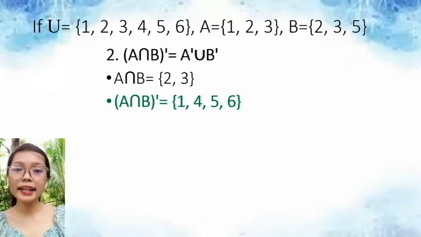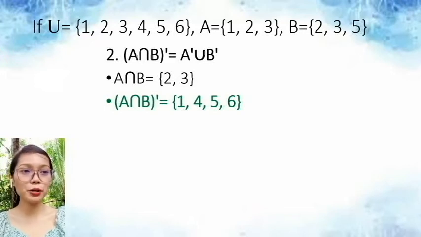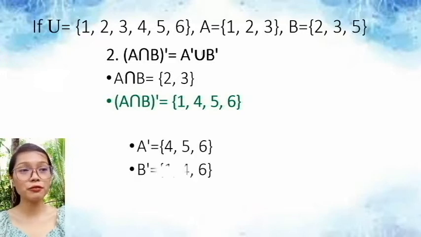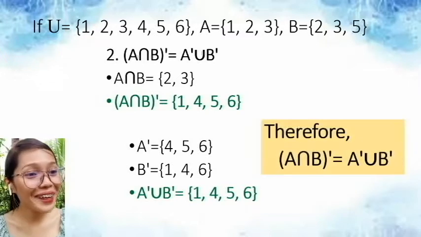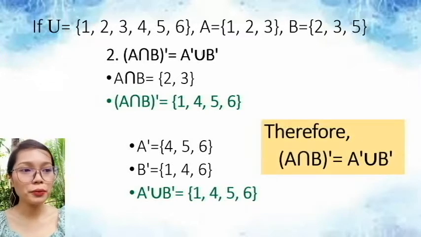Let us see on the right hand side og 1, 4, 5, and 6 bagihapon. So, A prime, natay 4, 5, and 6. B prime, 1, 4, and 6. Okay. A prime union B prime. Puno na to ang tanang elements nga nani A ug nani B. Okay. 1, 4, 5, and 6. That is why A intersect B prime is equal to A prime union B prime.